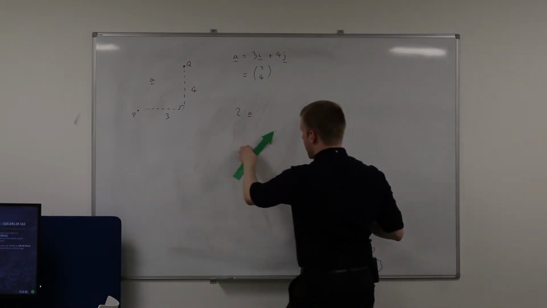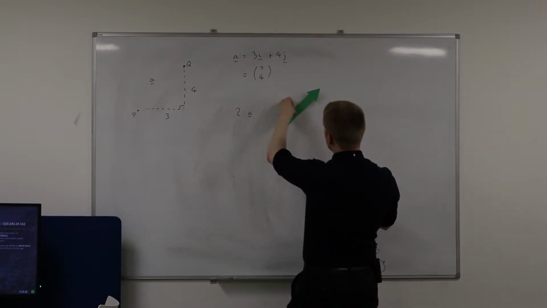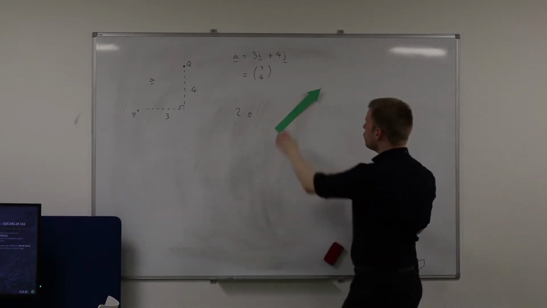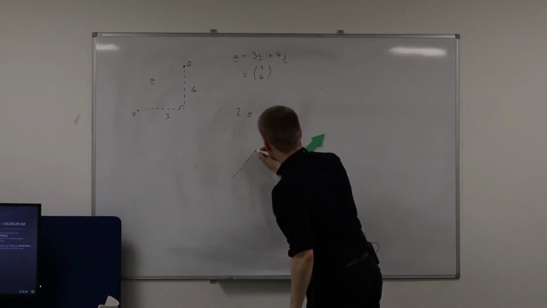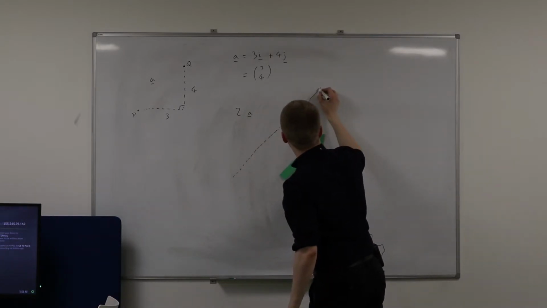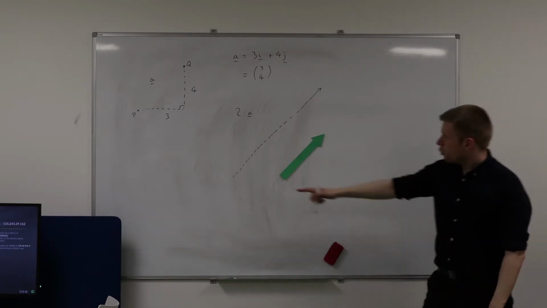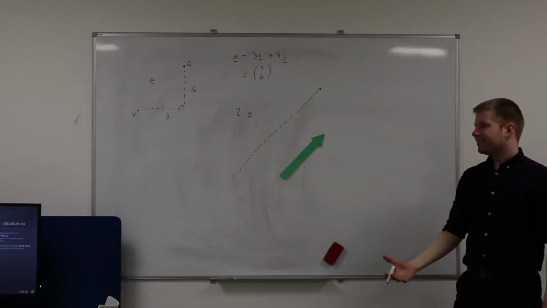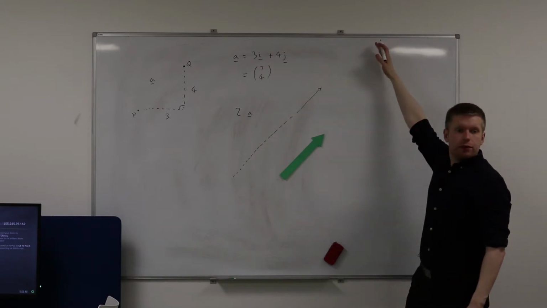So I want to go along A. So I move from here to here. Then I move from here to here. So in other words, I go along A again. So in total, what I have done is I have moved from here right the way out to here. That's 2A, okay? Because I've just moved along A twice. What would 3A be? Yeah, I'm moving along A 3 times, okay?